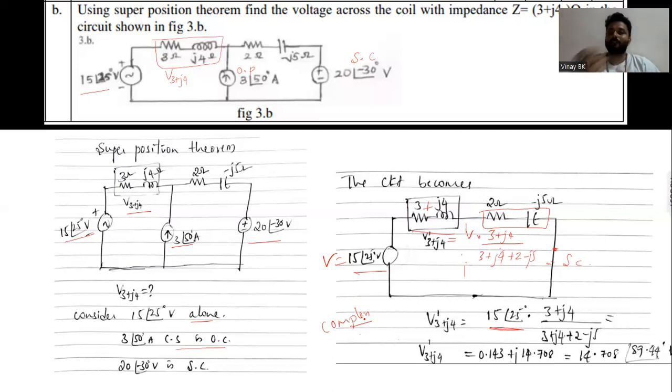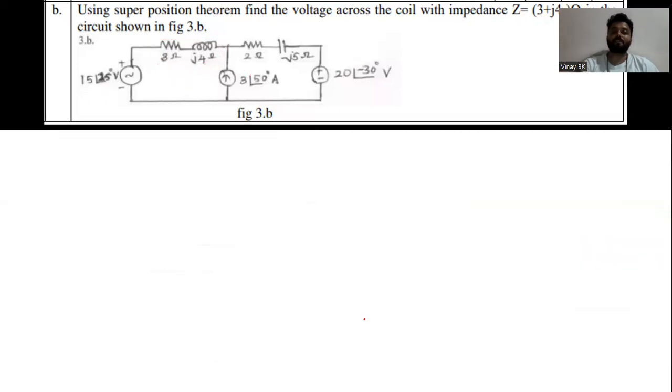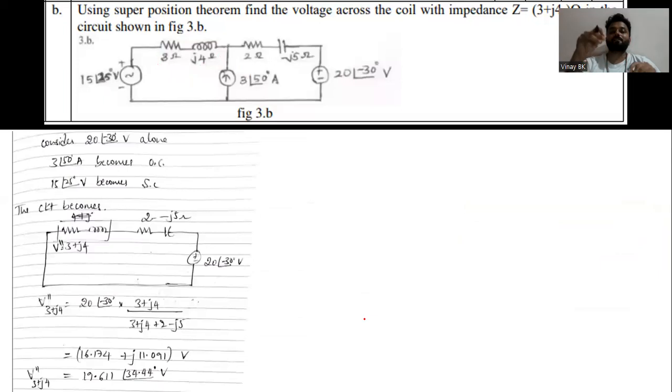Next, you need to consider any one of the sources, either the current source of 3 at an angle of 50 degree, or else the other voltage source of 20 at an angle of minus 30 degree. So what I will do, I'll consider the 20 at an angle of minus 30 degree voltage source. That means this current source will be acting as open circuit, and the other voltage source will be short circuit, so that the circuit looks like this, again a one series circuit. So V double dash of 3 plus J4.